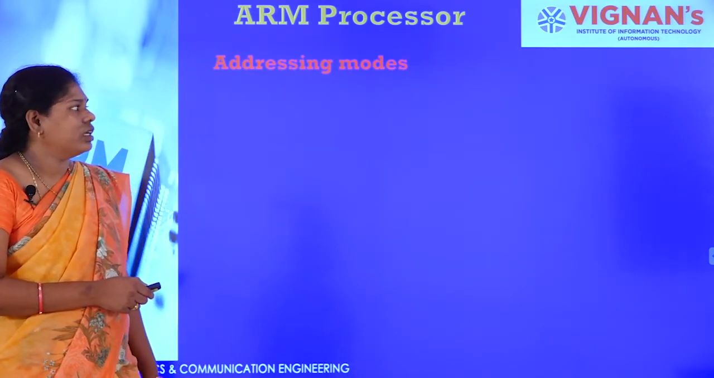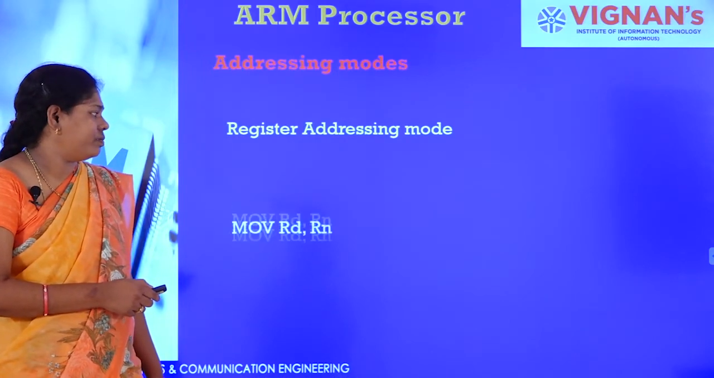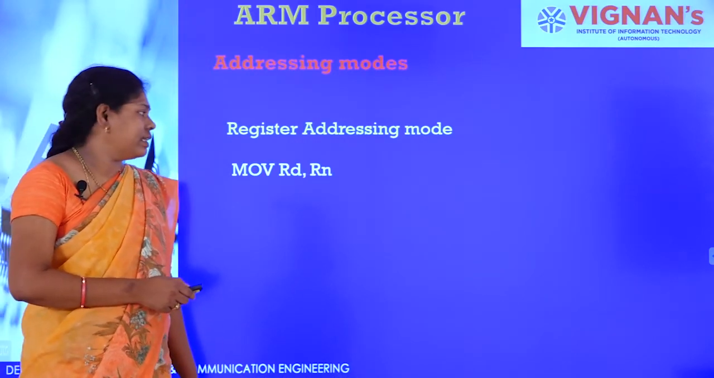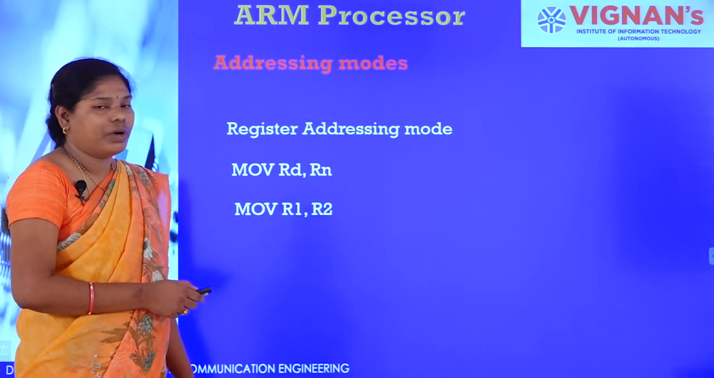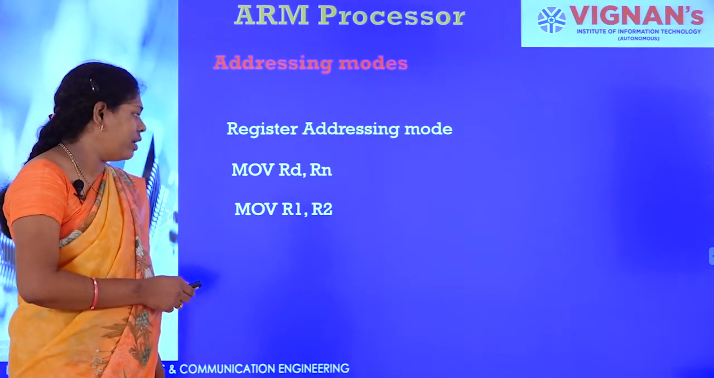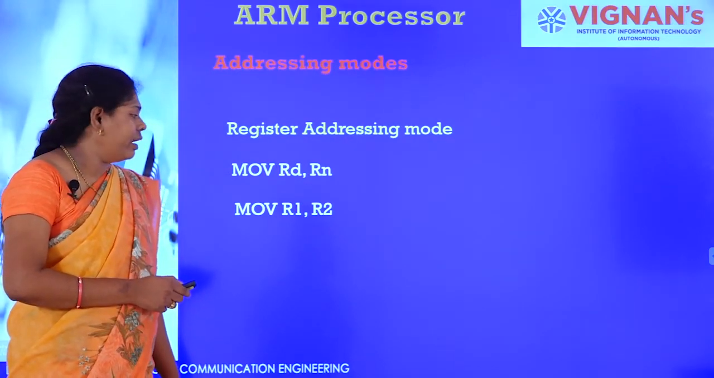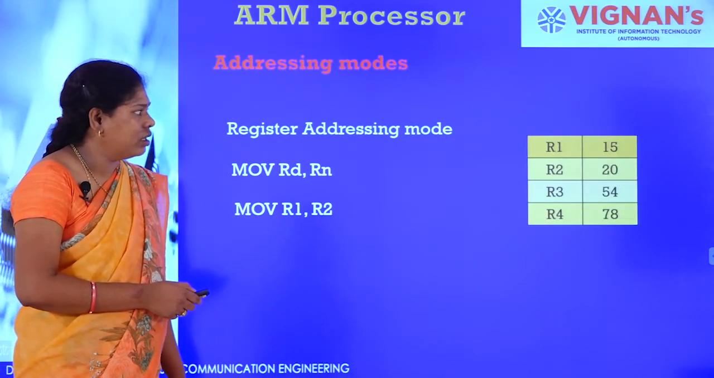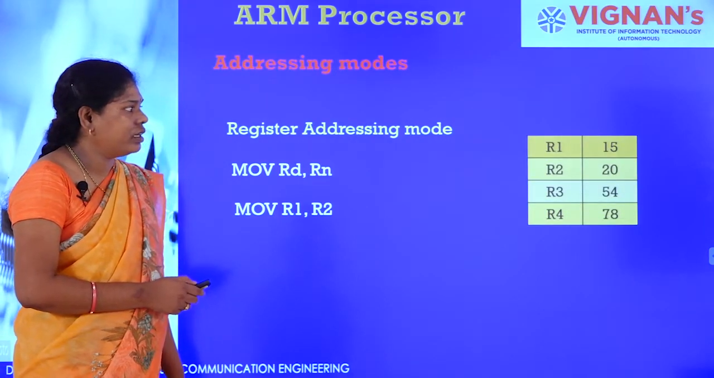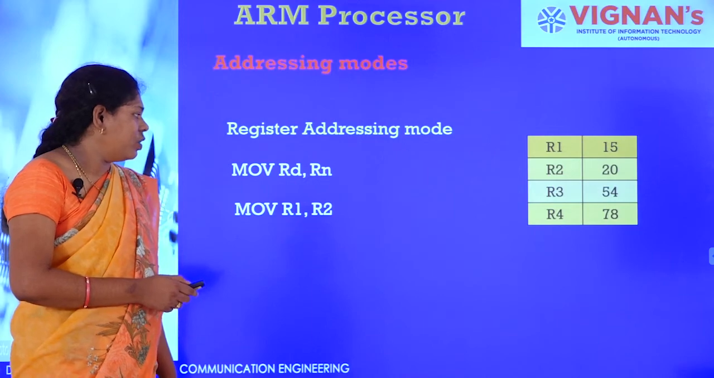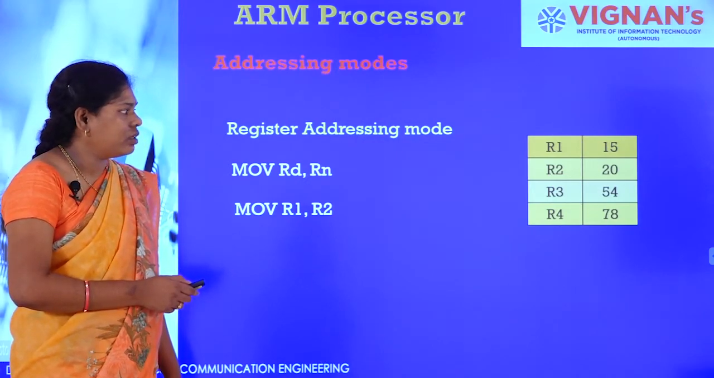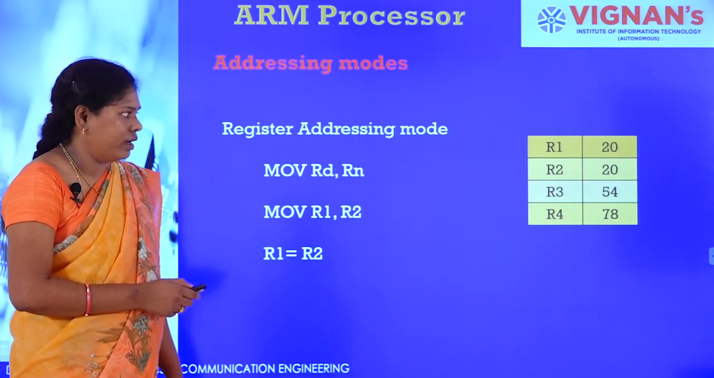The next addressing mode is the register addressing mode. Let us take an example: MOV R1, R2. Here R1 is the destination register and R2 is the source register. Let us say R1 is 15 and R2 is 20. Now the 20 placed in R2 will be copied to R1.